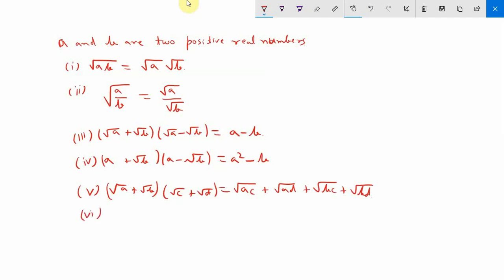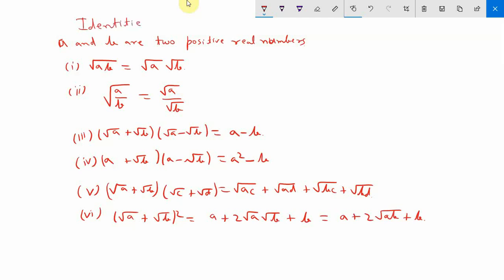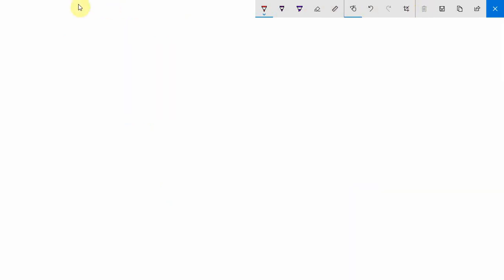Next one, under root A plus under root B whole square. This will be equal to A plus 2 root A root B plus root B whole square equal to B, and this also can be written as A plus 2 under root AB plus B. So we will solve some problems. So these are identities. Using these identities we will solve some problems.